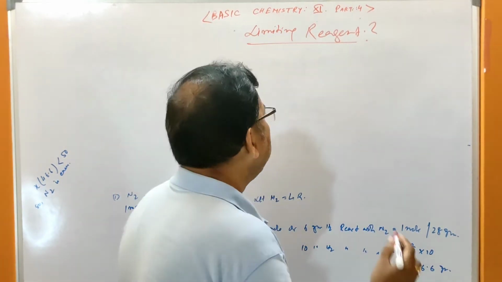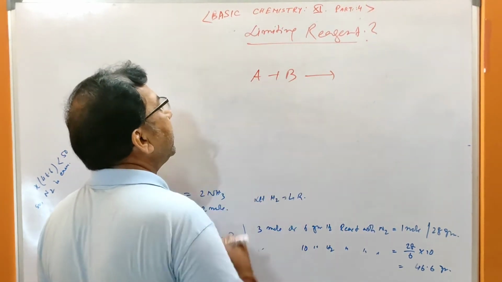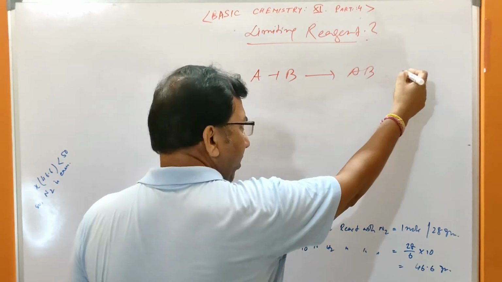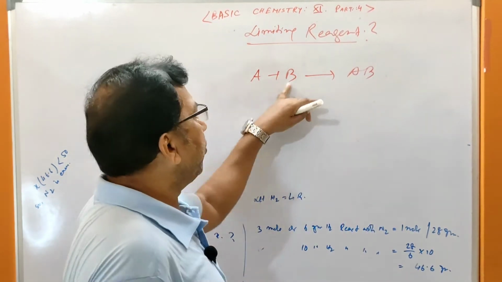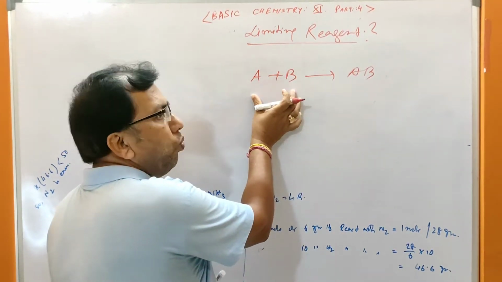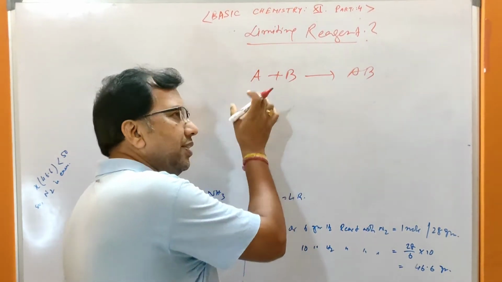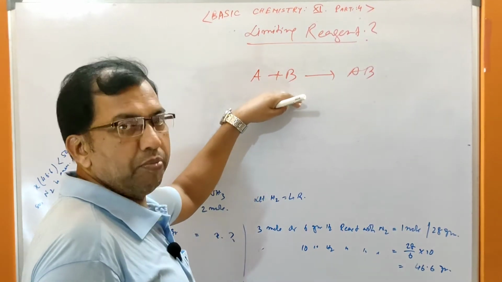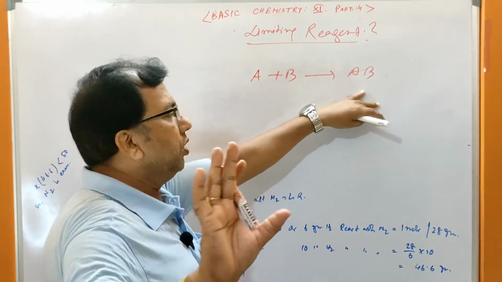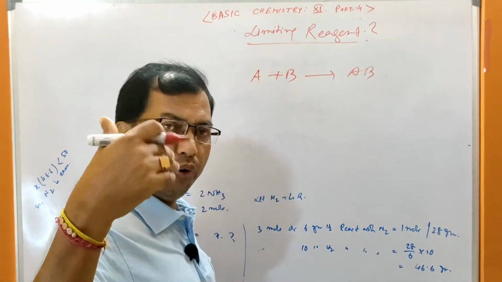Say suppose A plus B are the reactants, and AB is the product. You can write C as the product. So A plus B gives AB. In this case, out of A and B, one of the reactants will be limiting. That means one will be taken in excess and one will be in less amount. After completion of the chemical reaction, one will remain in excess and one will be consumed fully.